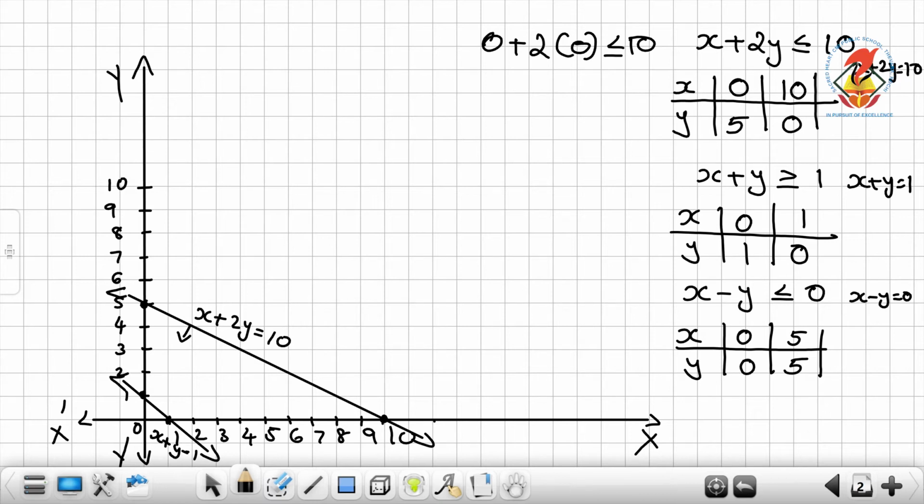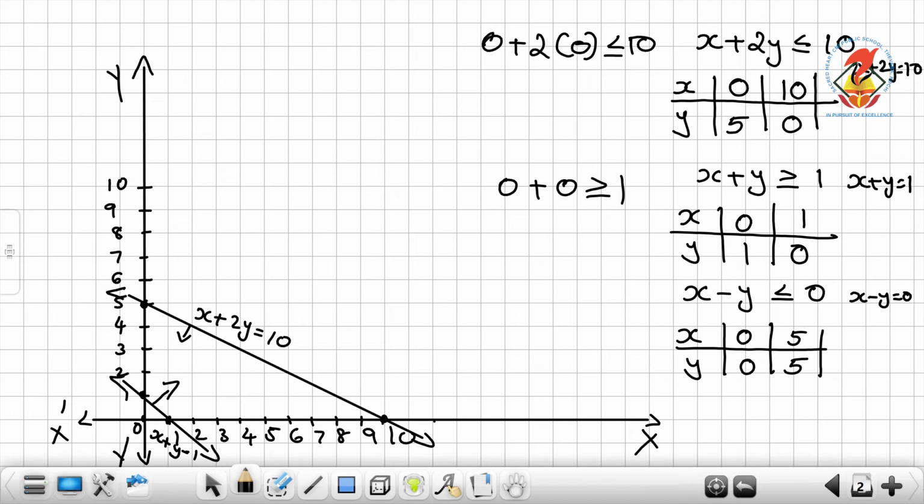Then where we shade? When we substitute origin, 0 plus 0 greater than or equal to 1. Is it correct? That is wrong. So towards origin we can't shade. It is just the opposite direction. Now the last one is x minus y is less than or equal to 0.